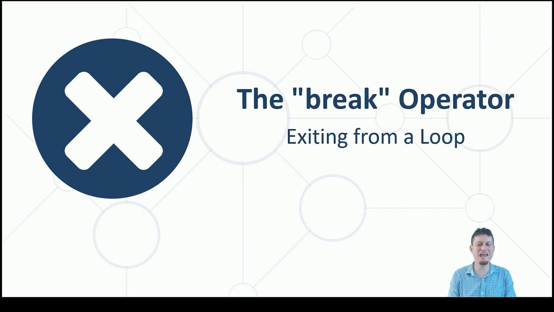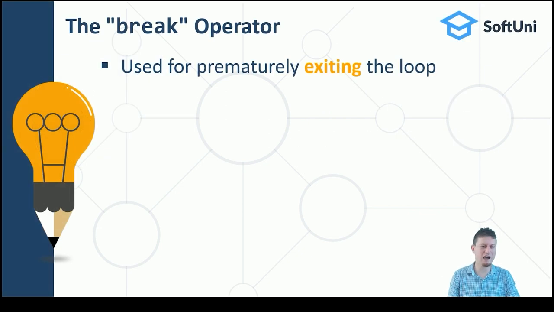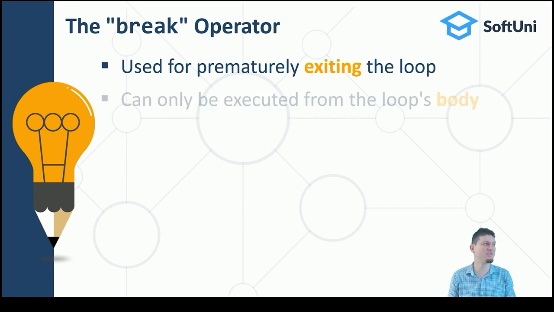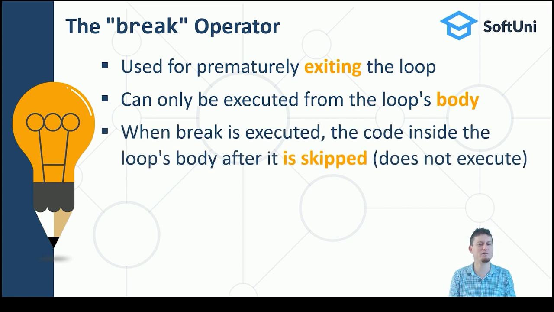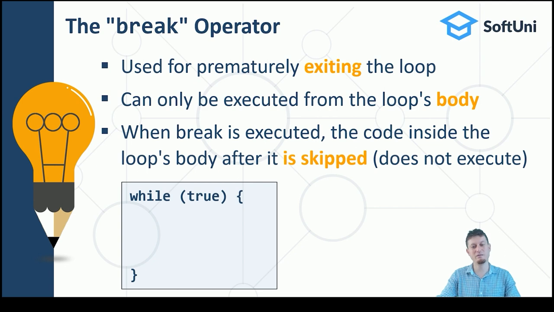Okay, so let's extend our knowledge with the so-called break operator, which is very useful because sometimes we want to exit from a loop under a certain condition. The break operator is used for prematurely exiting a loop. It just exits the loop unconditionally and skips everything to the end of the loop. We can only use break inside the loop's body. If we try to use break outside of a loop, it is invalid and the program will not compile. When break is executed, the code inside the loop's body after the break is skipped, because break just breaks the loop.